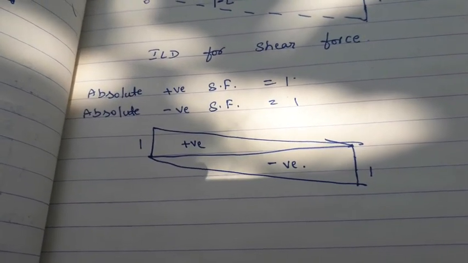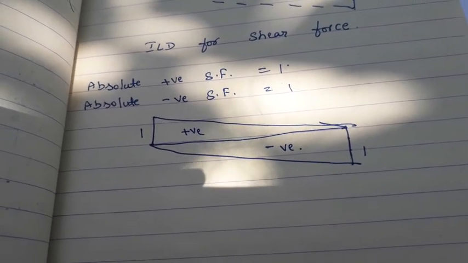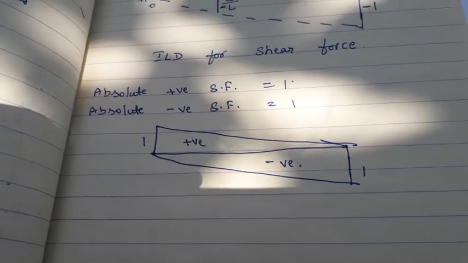So this is how we will be doing ILD for shear force at a section for a simply supported beam subjected to a single point load.